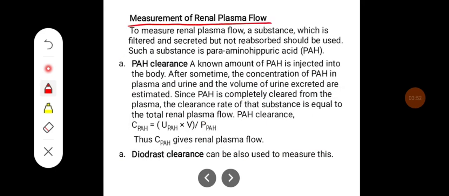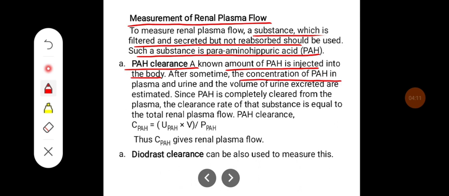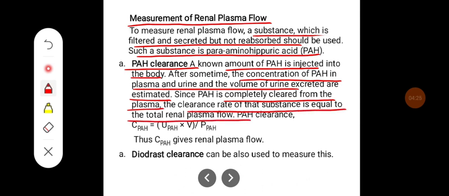Measurement of renal plasma flow. To measure renal plasma flow, a substance which is filtered and secreted but not reabsorbed should be used. Such a substance is para-aminohippuric acid. Para-aminohippuric acid clearance. A known amount of PAH is injected into the body. After some time, the concentration of PAH in plasma and urine and the volume of urine excreted are estimated.